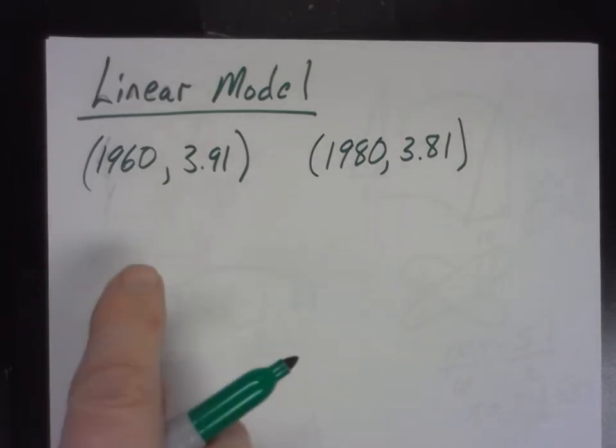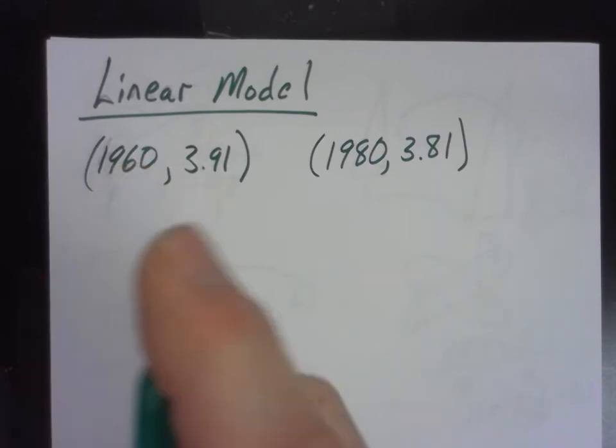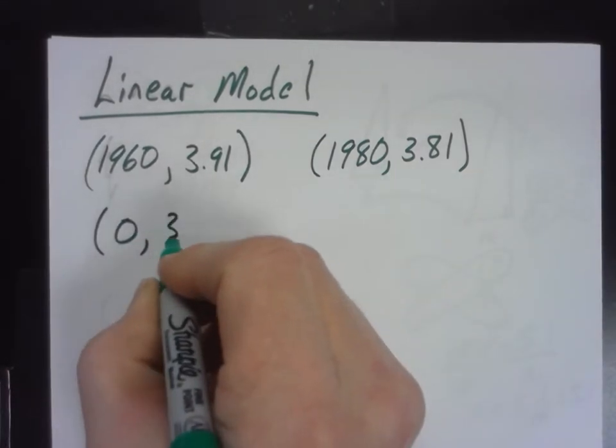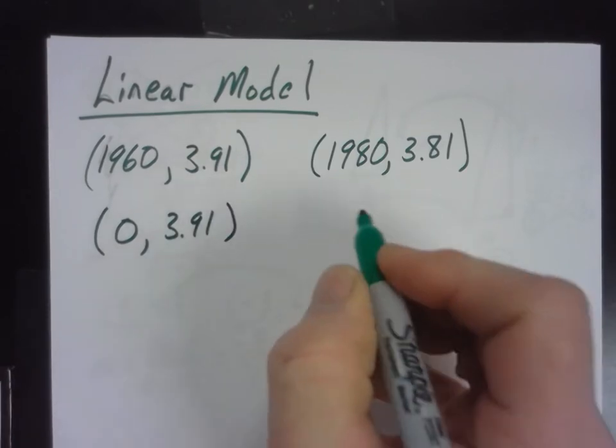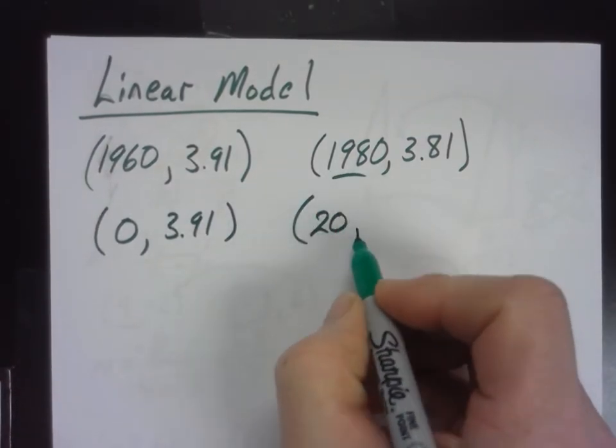First of all, though, when did this problem begin? 1960. I don't want to call it 1960. That's a big pain in the caboose. 0. At time 0, when this problem began, we were at 3.91. So what's this time going to be then? 1. There you go. It's going to be 3.70.